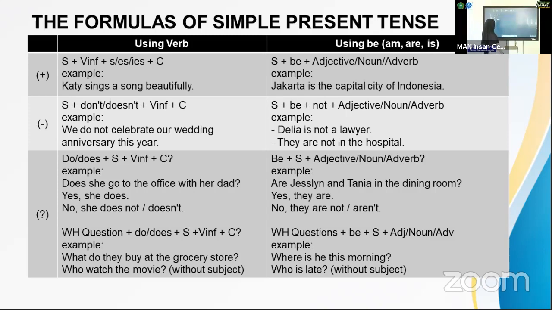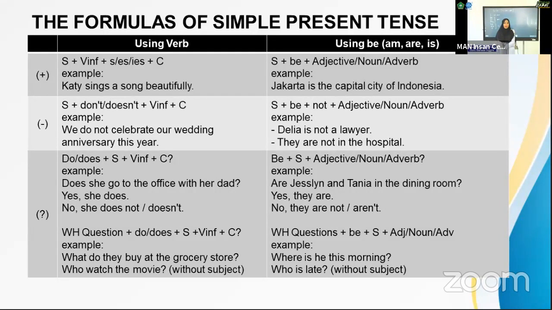Okay. And then next for the negative form using to be, you just need to add not after the to be: is, am, or are. And then plus adjective, noun, or adverb. For example, Della is not a lawyer. Della bukan merupakan seorang apa, lawyer? Lawyer itu pengacara ya. Oke, they are not in the hospital. Mereka tidak sedang berada di rumah sakit. Ya, ini gampang ini. Ini negatifnya tinggal kalian tambahkan not saja ya setelah to be-nya is, am, or are.